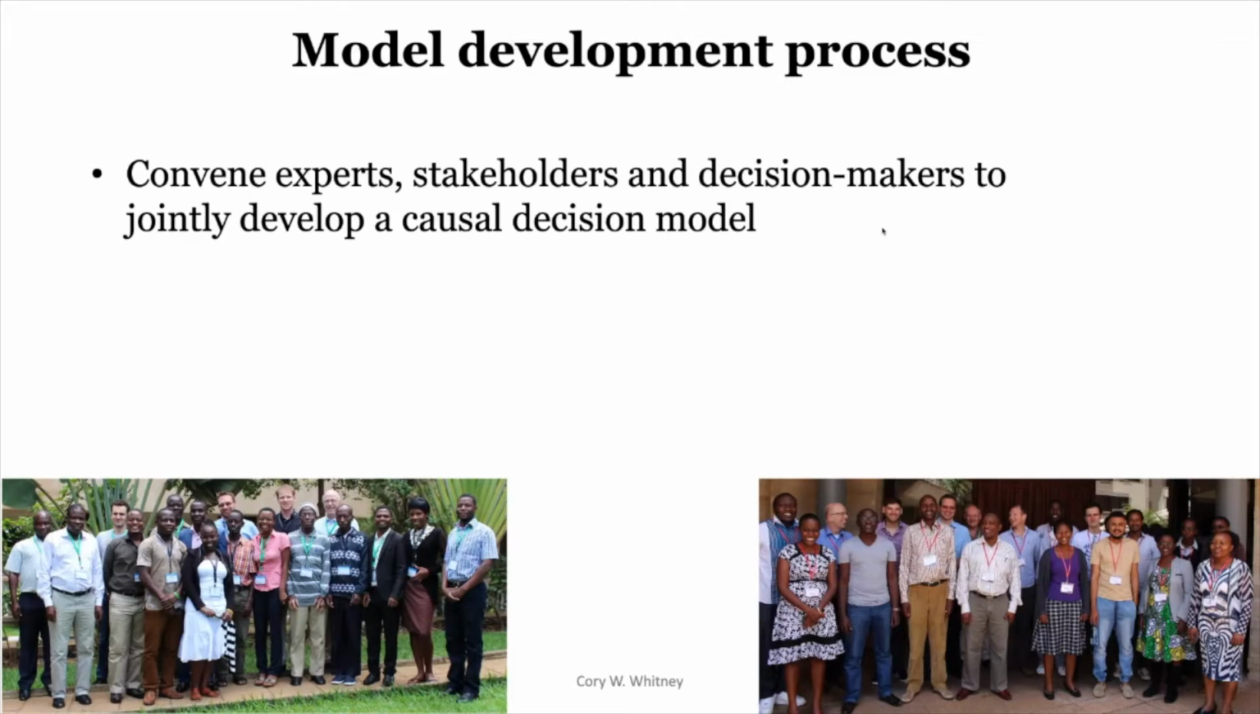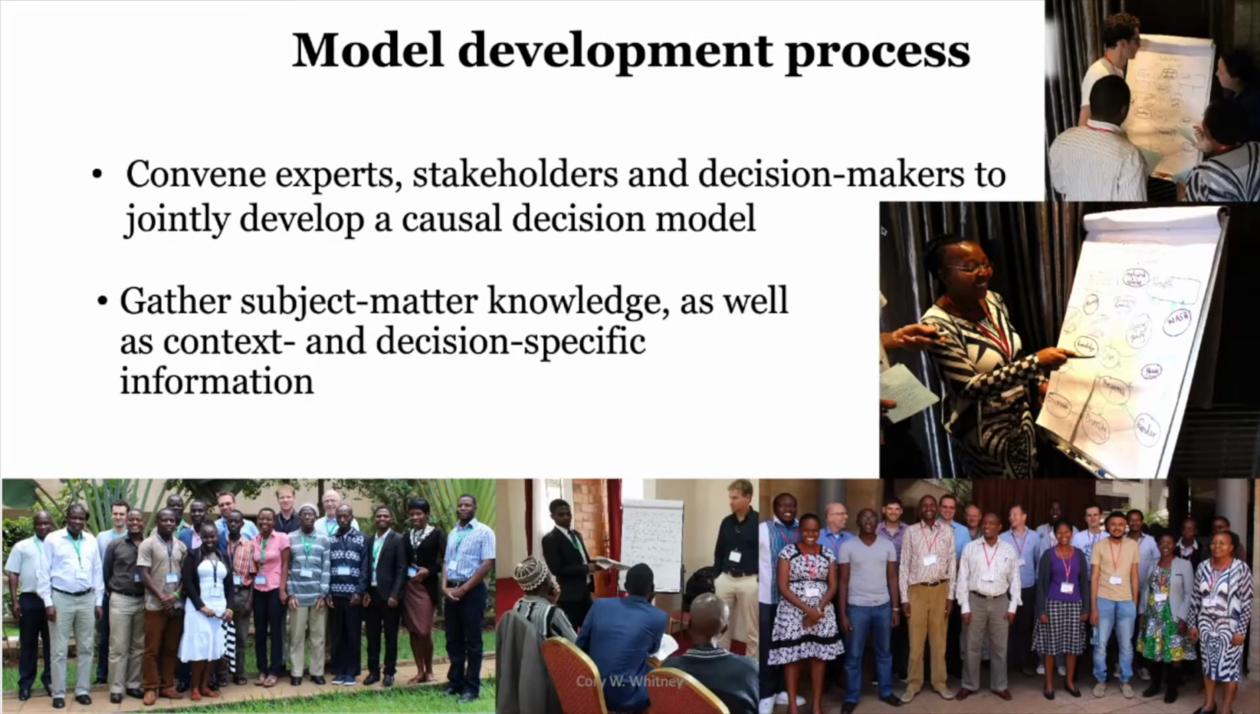So what we do in order to build these models is that we convene experts, stakeholders, and decision makers to jointly develop a causal decision model. Here we are in Uganda on the left and in Kenya on the right, dealing with two models, which we will discuss in detail a bit later. But we bring all the experts together and try to facilitate a process whereby they generate a decision model.